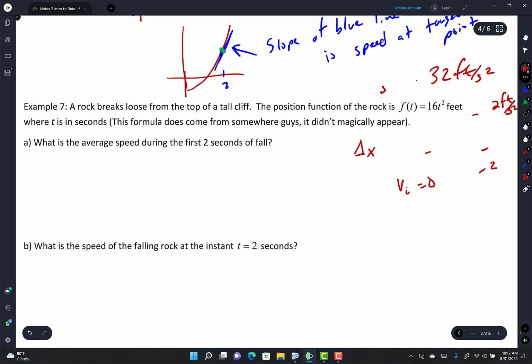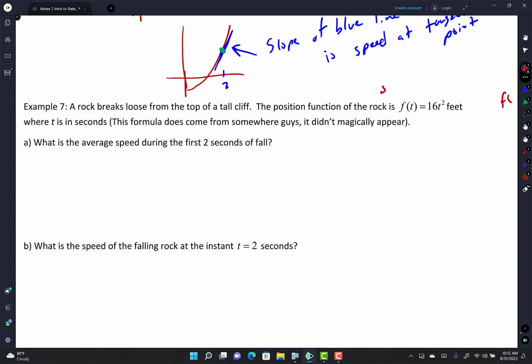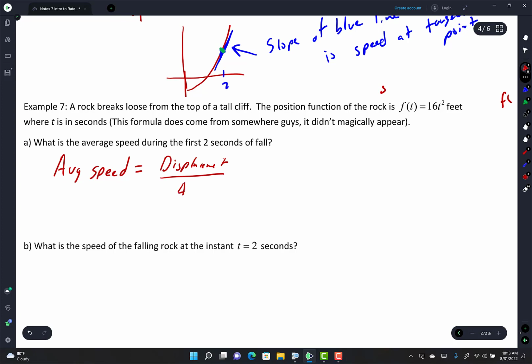Are we okay so far, guys? All right, here we go. Sorry, I'm trying to erase everything here. All right. What do they want? What is the average speed during the first 2 seconds? So I'm going to give you the average speed definition like you did in physics. Average speed is just displacement divided by the change in time. Displacement divided by time is average speed. Well, velocity is a vector, speed is a scalar. Are we still okay, guys?